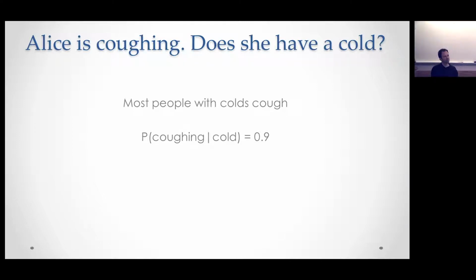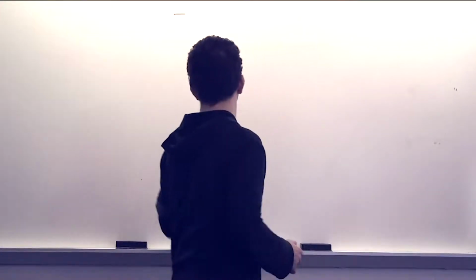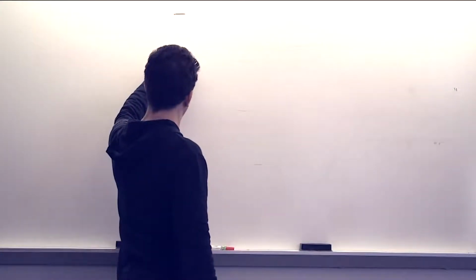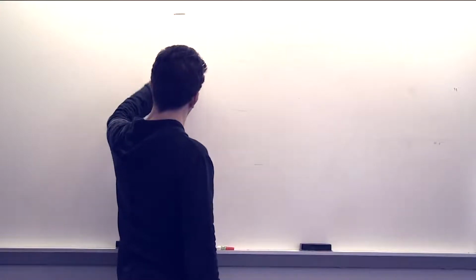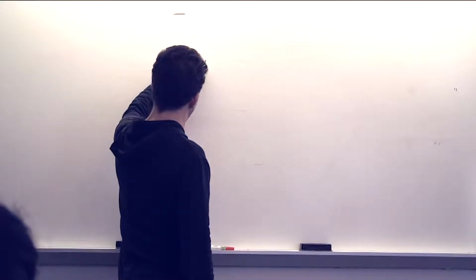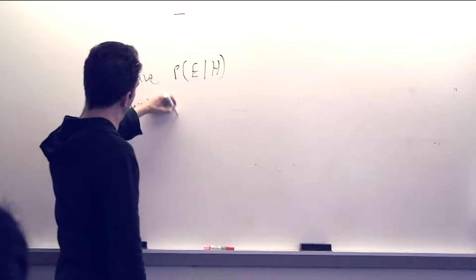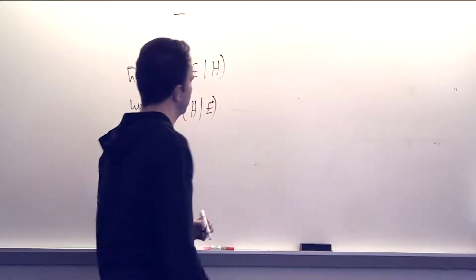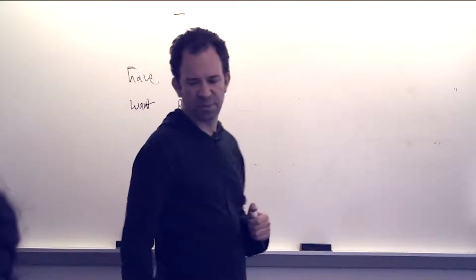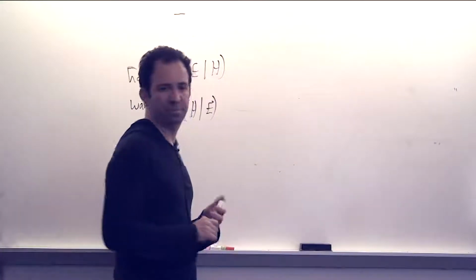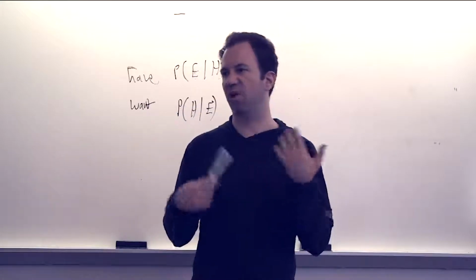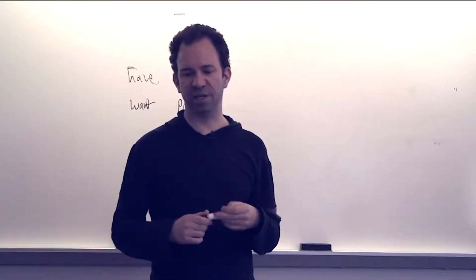We need a sense of how frequent colds and coughing are individually. Right, we are missing the base rates. So here's the basic issue. We just learned the probability of the evidence given the hypothesis. We want the probability of the hypothesis given the evidence. So we have to go the other way. The way we get that is Bayes' theorem. Now, Bayes' theorem is not magic. It follows immediately from the definition of conditional probability.